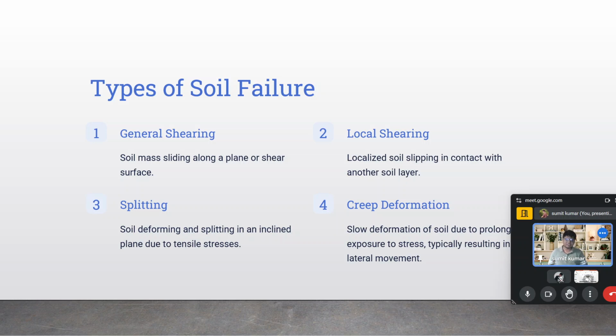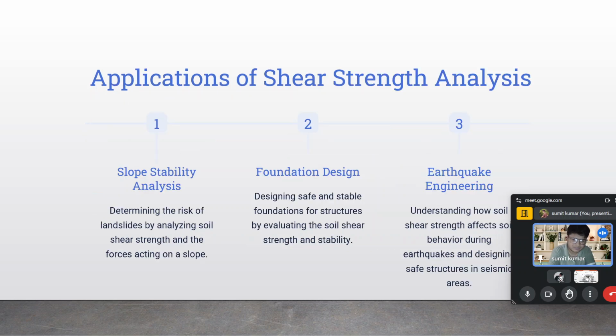Similarly, splitting is a type of failure in which there is inclined deformation and splitting along an inclined plane due to tensile stress. This tensile stress doesn't appear very often, so this type of failure is seen very rarely. But creep deformation is not very significant in the case of soil, though it does take place nevertheless, in most soils specifically. Not every soil, but it needs to be understood when we talk about the application of shear strength analysis.